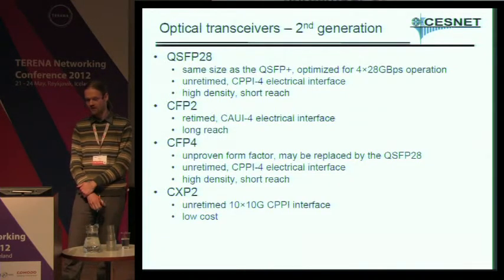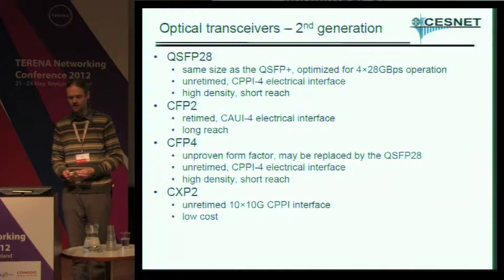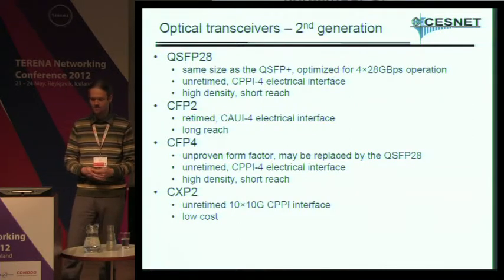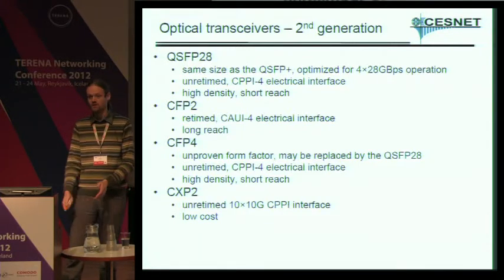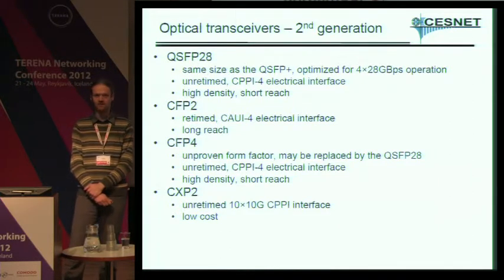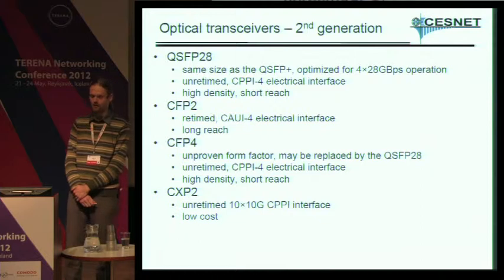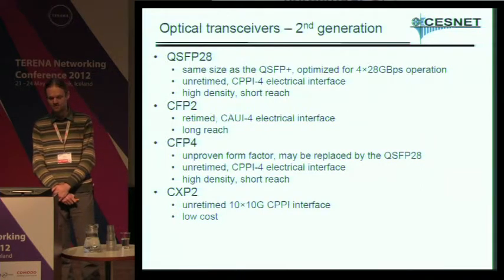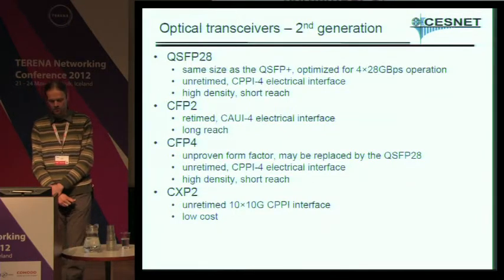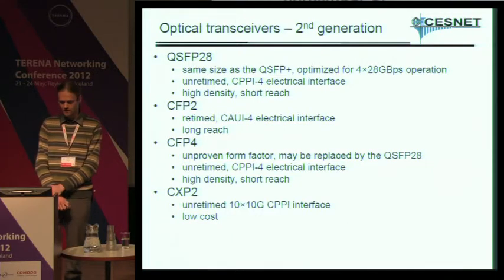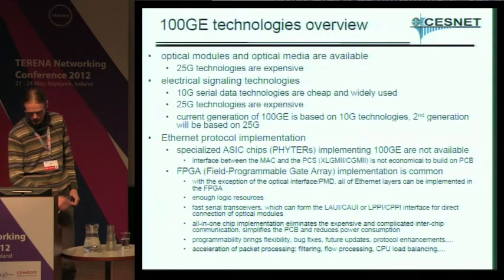We have retimed or unretimed versions, where the unretimed version is cheaper because it doesn't have electrical retimers within the transceivers. So the quality of signal may be worse. However, it's cheaper, it's greener, and it's intended for short-range communication, maybe data centers, and so on. From those, CFP2 will probably be used for the long distance communication.